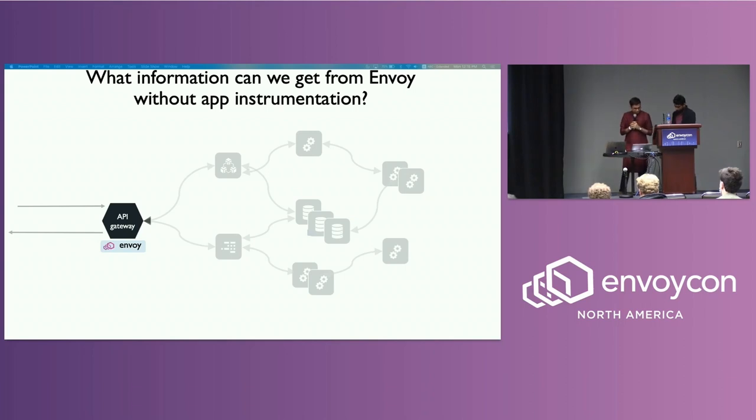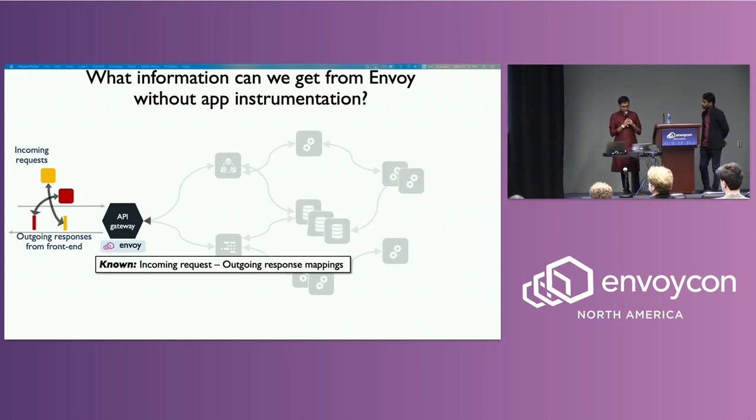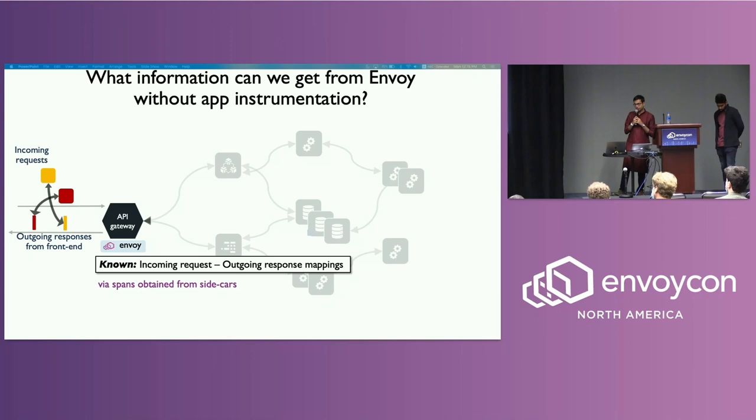Thanks, Sachin. So now that we know we can't use header propagation, let's see what information we can get from Envoy, without instrumenting the app, that can help us reach end-to-end tracing. Let's say there are two incoming requests to the API gateway and their corresponding responses. Now we know the mapping between the incoming requests and the outgoing responses, and this can be obtained via the spans that are collected by the Envoy sidecars.